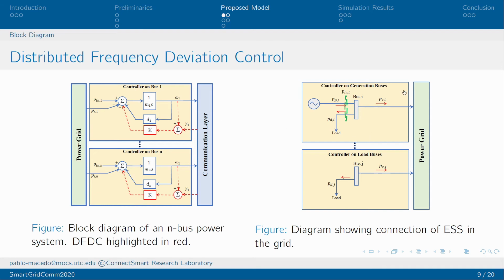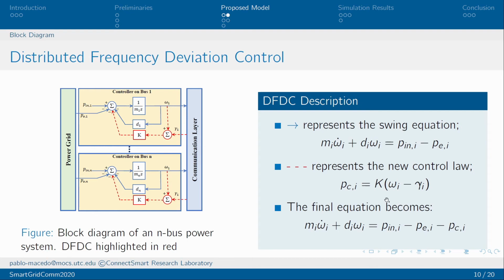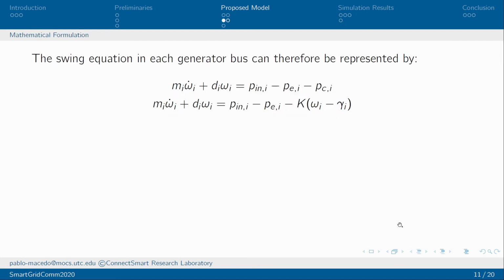This diagram shows how we consider the power flow in these equations and illustrates where this energy storage system should be added on the generation buses and in the load buses in order to enable damping control. In this figure, we show the equations related to each part of the block diagram, together with the final format of the equation we will be using from now on.